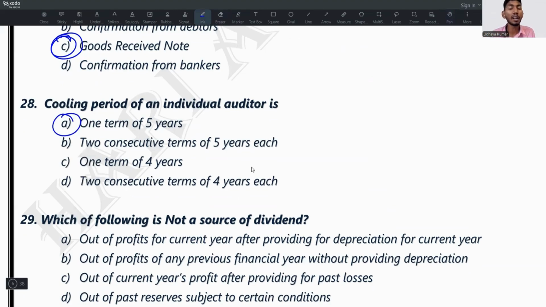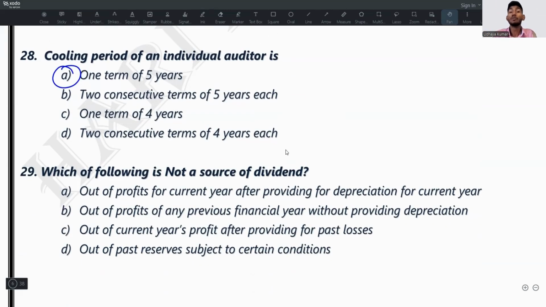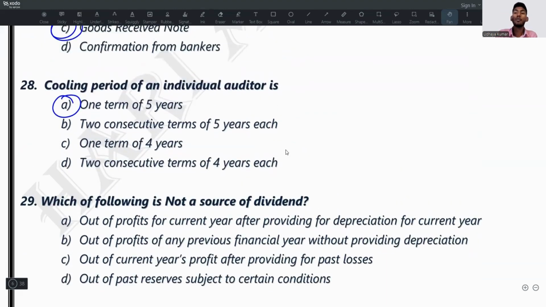Whoever it may be, individual auditor or partnership firm, the cooling period is said to be 5 years under the law, right? So if the question asks what is the term for an individual auditor, you may answer one term of 5 consecutive years. Whereas the term of a partnership firm is two terms of 5 consecutive years. But the cooling period is the same for both, individual auditor as well as partnership firm. So the right answer is one term of 5 years.